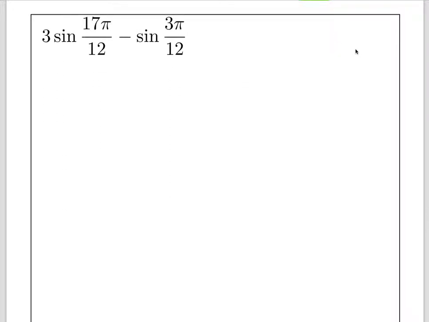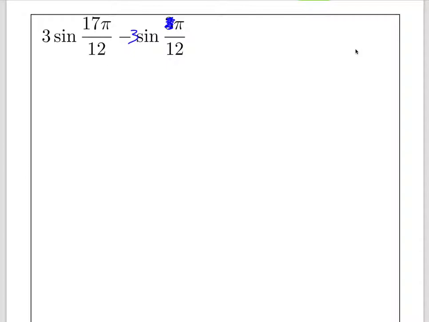Alright, now this one, I had a mistake with writing it. That 3 is not supposed to be here. It's supposed to be there. So this is 3 sine of 17 pi over 12 minus 3 sine of pi over 12. And this time we want to find the exact value of this expression. And what formula do I need on this one? Sine A minus sine B.